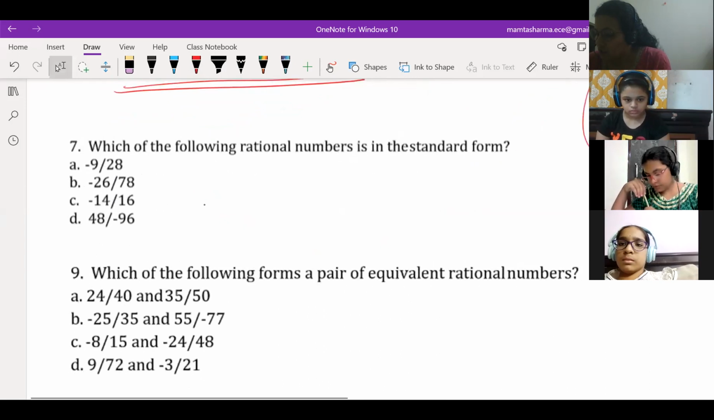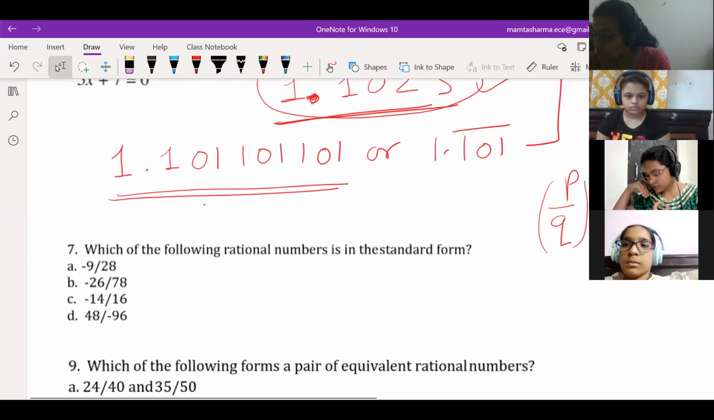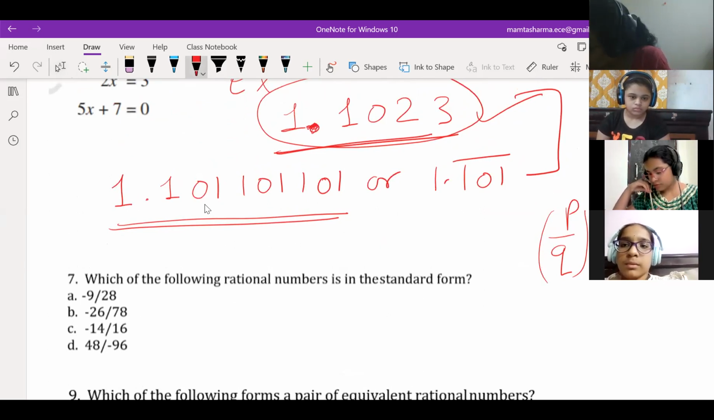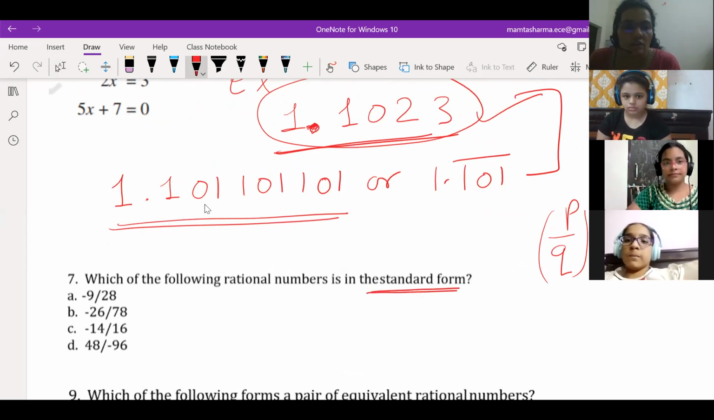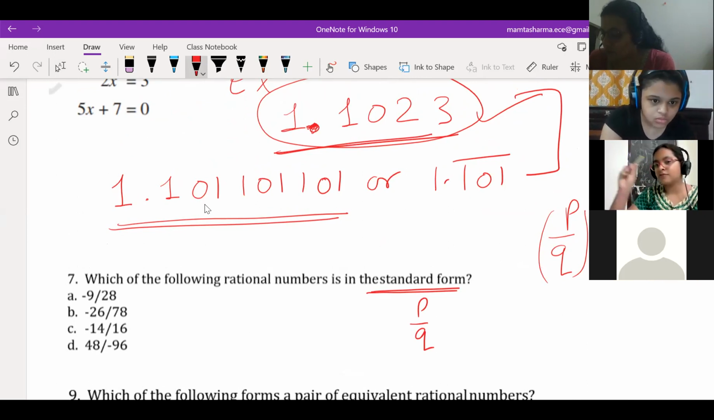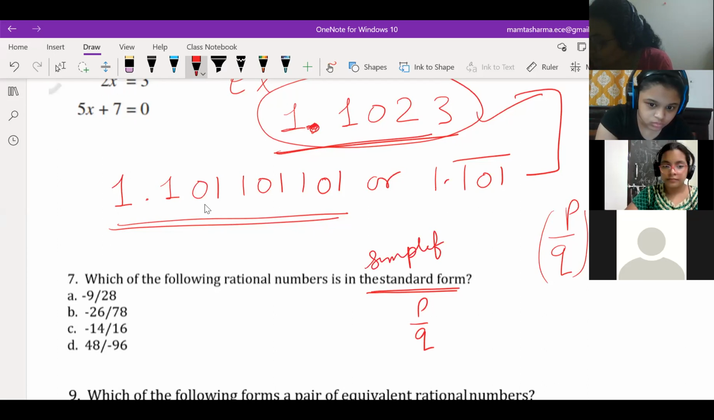Now we'll move forward. I'm giving you one question. Which of the following rational numbers is in the standard form? Now we will talk about rational numbers only. The standard form means p by q form, which cannot be simplified further. Yeah, it cannot be simplified. Standard form is simplified form.